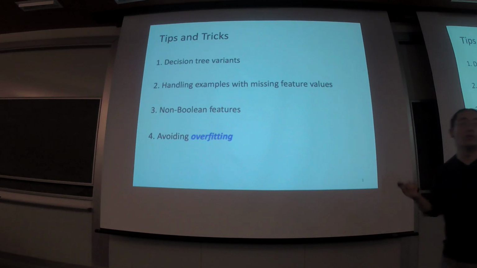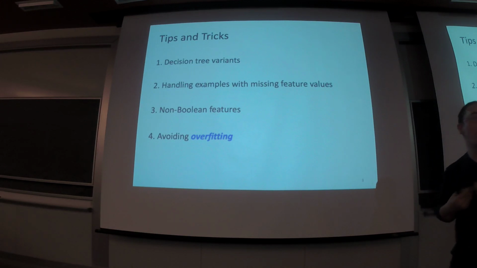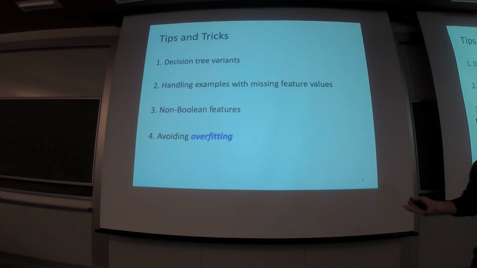How to deal with non-Boolean features? If a categorical feature contains too many values, like 1,000 values, 10,000 values, you have to create 1,000 branches or 10,000 branches. That's too large. It breaks our principle to make the tree as small as possible, right? And how can we deal with that?